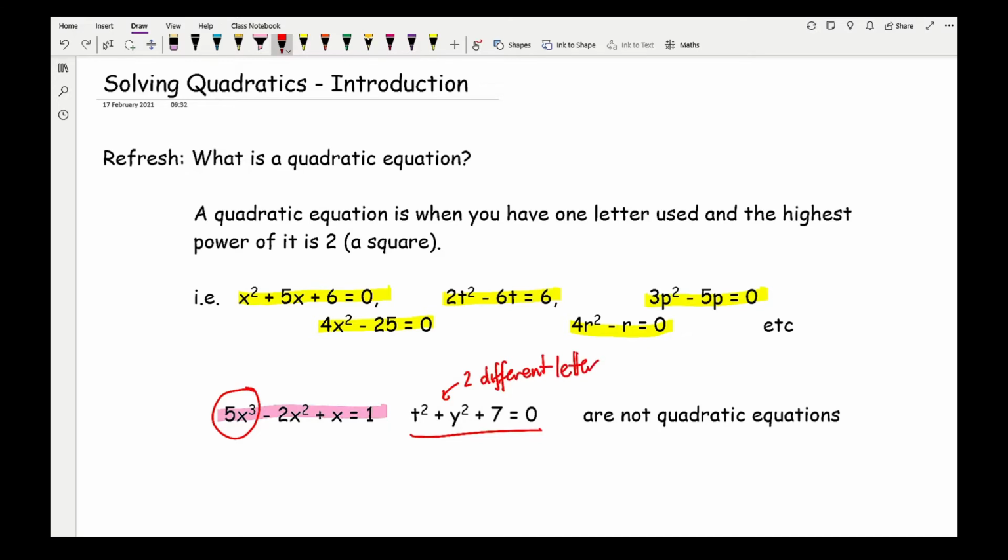So it is important that you're able to spot what is a quadratic, because in an exam they won't tell you it's quadratic. It's just something that you're going to need to spot.